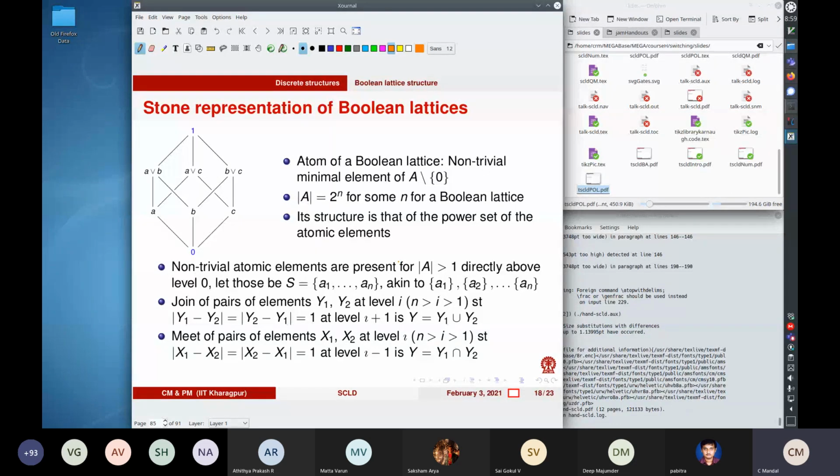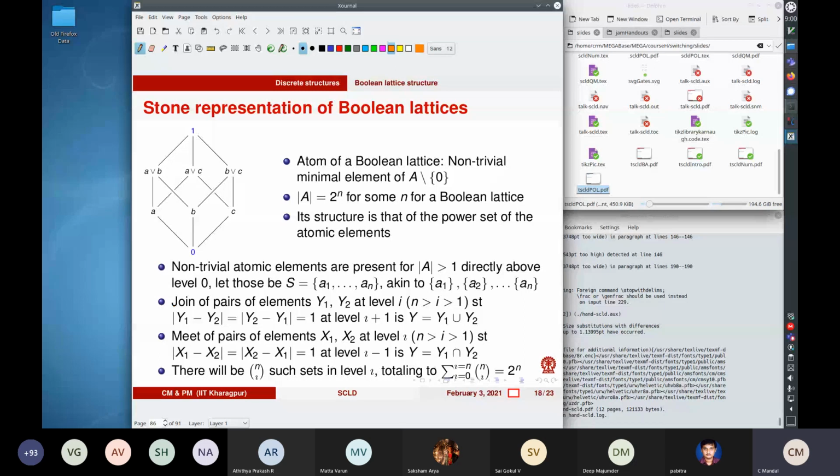If you want to think of the meet, well, you can come down. The meet will also work out in the same way, but it is enough to consider the join. This is just for your information. So, as you can see, there will be a combination of n elements taken i at a time in each level, and you'll have a total of 2 to the power n elements. So this is the Stone representation of a Boolean lattice.